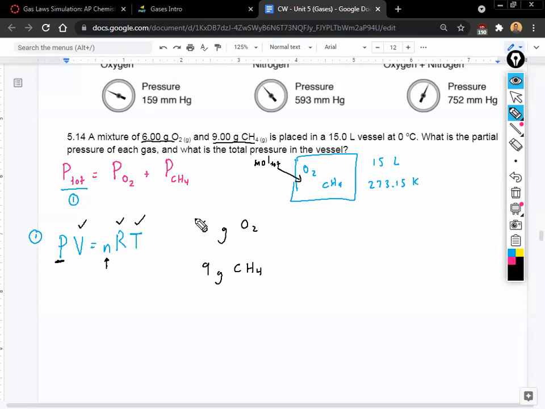So I'm going to do the one for oxygen. I want you guys to do the one for methane. Just figure out how many moles of methane there are, and then we'll come back together and add them together to get our value for N, okay? So take a second. I want you guys to find the molar mass of methane and then convert it into moles.